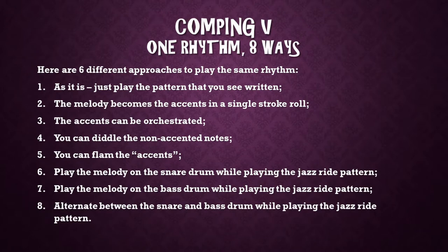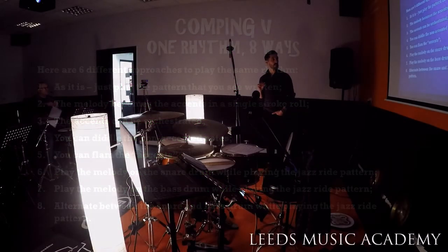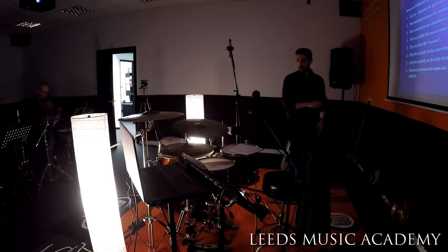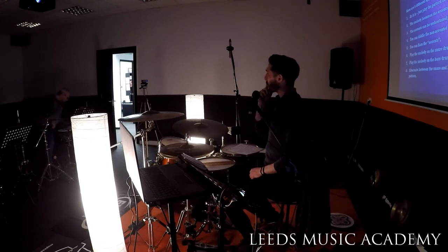Then the second way is a very fun one to explore. The melody becomes the accents in a single stroke roll. So let's say you're playing eighth note triplets, all the triplets in the bar, no accents, and then those notes become the accents that you place on top of the singles. Now you've got a little bit more notes, but you still keep that motif alive.